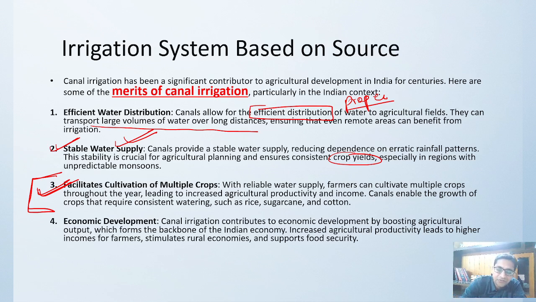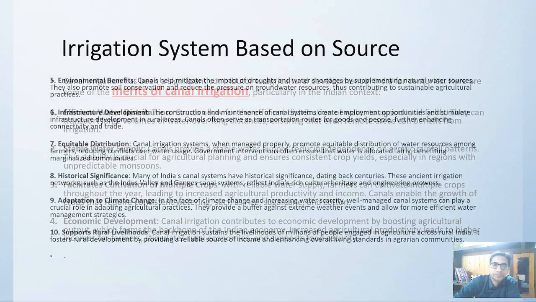Okay, and if at any place there is a canal which is passing, automatically that area will become highly economically developed, because water supply is related to agriculture, growth is related to increase in the economic activities. Because it will boost the agriculture output, because this is the backbone of the Indian economy. So agriculture productivity will increase. The farmer will have higher income. Automatically, rural economy will be stimulated, and obviously it provides you food security.